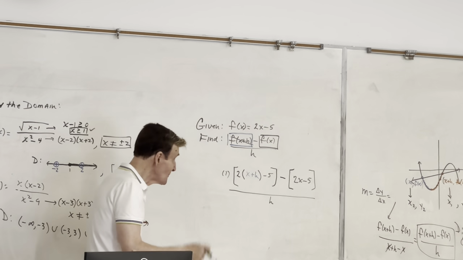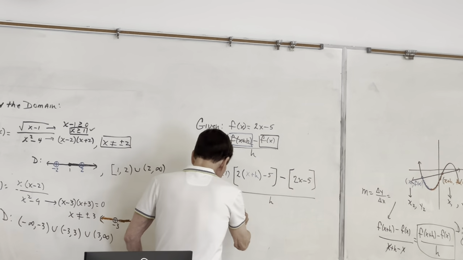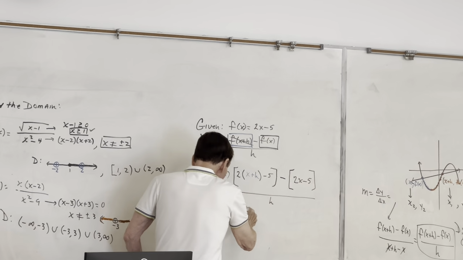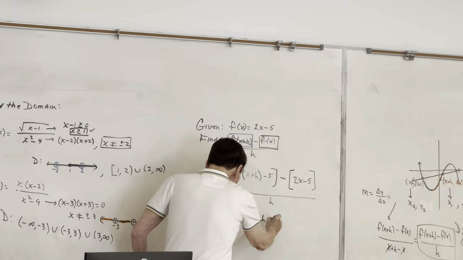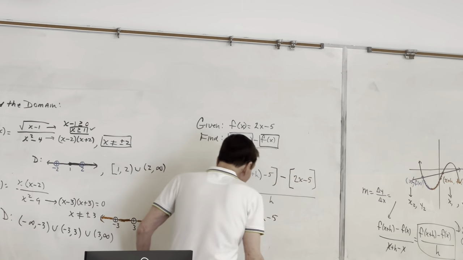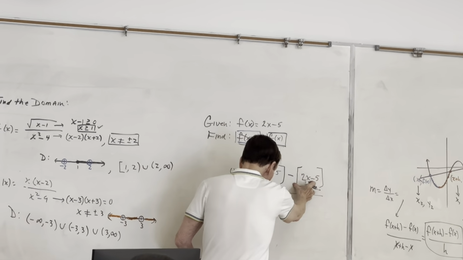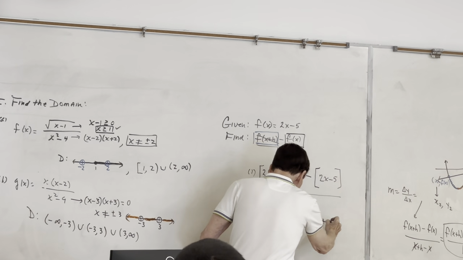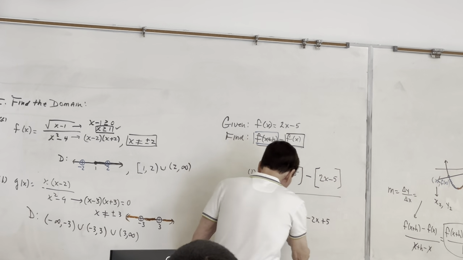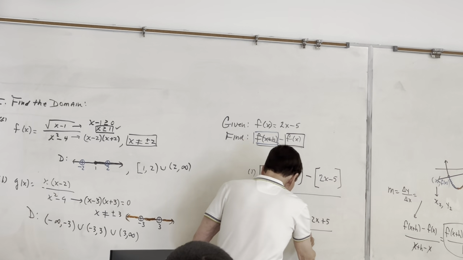Now let's clean it up. If I try to clean this up, step 2, I see a distributive property staring at me. It's 2x plus how much? 2h. Subtract 5. And then down here, I see by a distributive property with that negative sign, is that negative 2x plus 5? All over what was it? h.